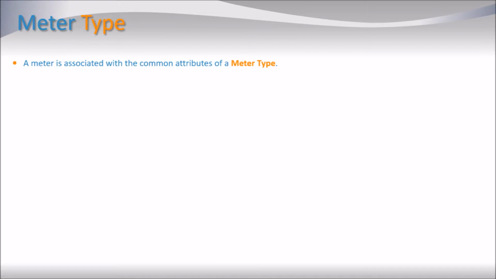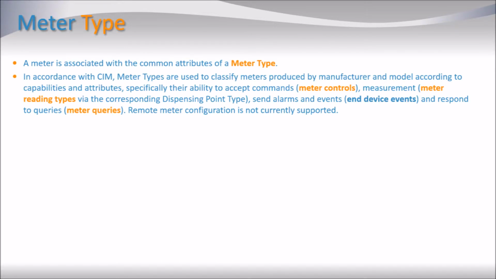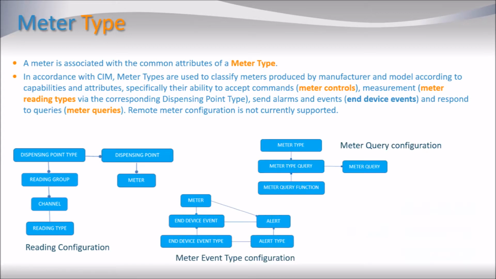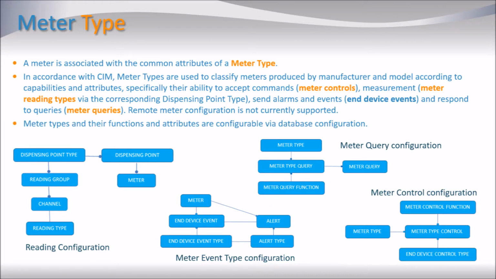A meter is associated with the common attributes of a meter type. In accordance with SIM, meter types are used to classify meters produced by manufacturers and model according to their capabilities and attributes, specifically their ability to accept commands, what we call meter controls, to measure, which we call meter reading types, via the corresponding dispensing point type, and then send alarms and events, which we would call end-device events, and respond to queries, which we call meter queries. Remote meter configuration is not currently supported in SmartWorks. Meter types and their functions and attributes are configurable via database configuration as shown below.